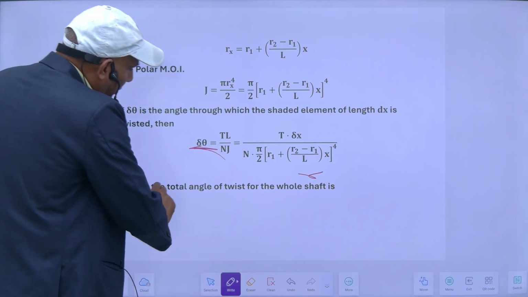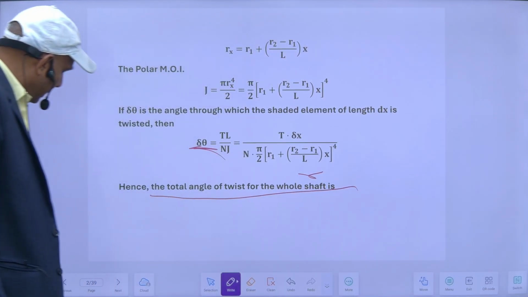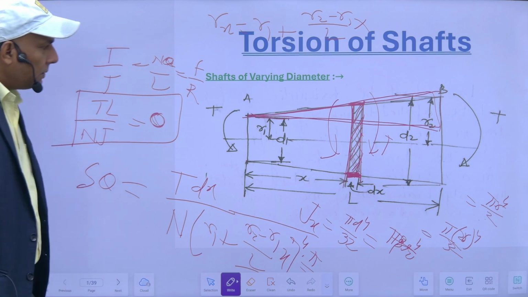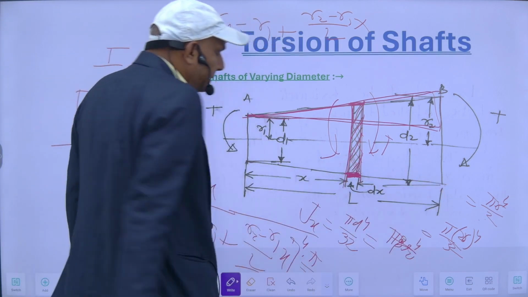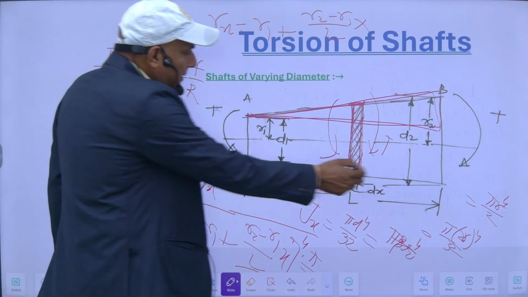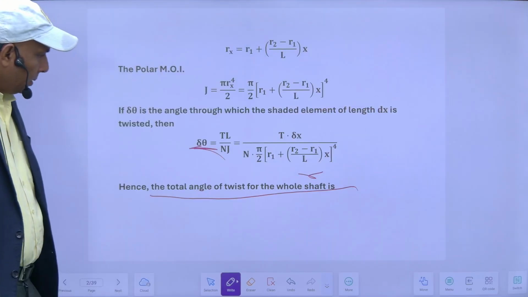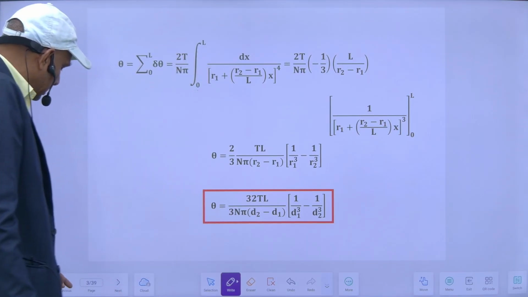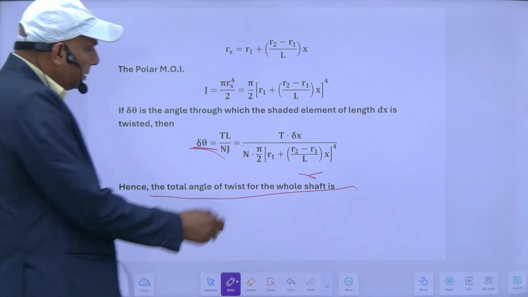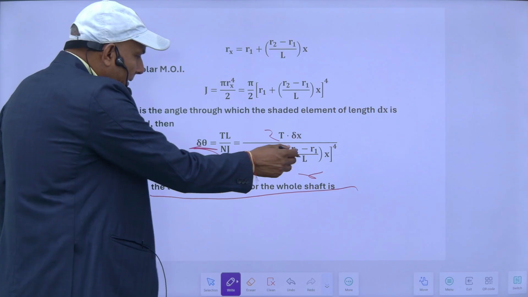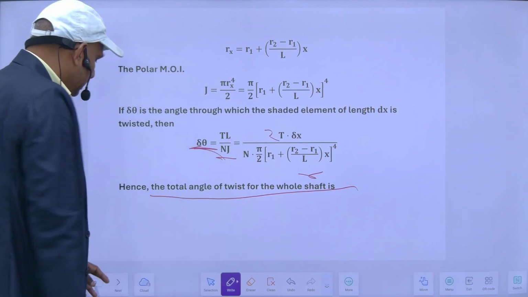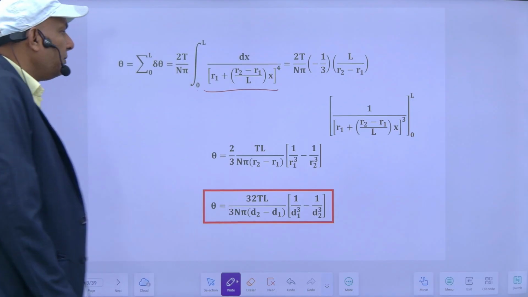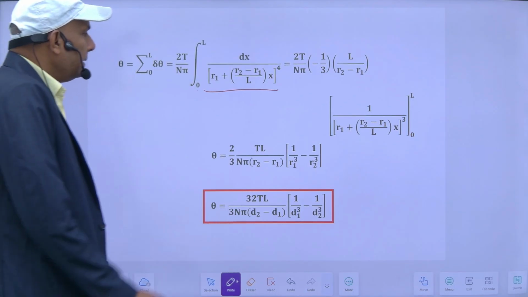Suppose if I want to know the total angle of twist for the whole shaft, then this is for this elementary strip. If I want to know the total angle of twist from this end to this end, then I will integrate it from x equal to 0 to x equal to L. So integration of this from 0 to L, this 2 will come here, 2T upon N pi. This will be outside, and inside it will be dx upon r1 plus r2 minus r1 upon L into x raised to the power 4.